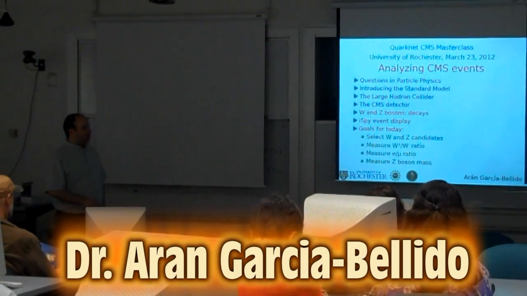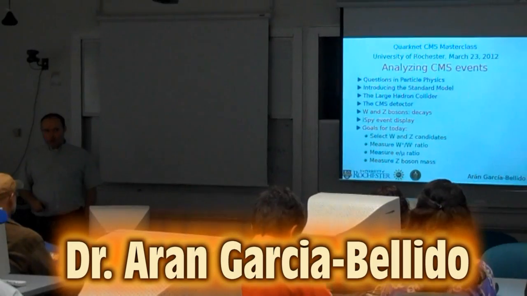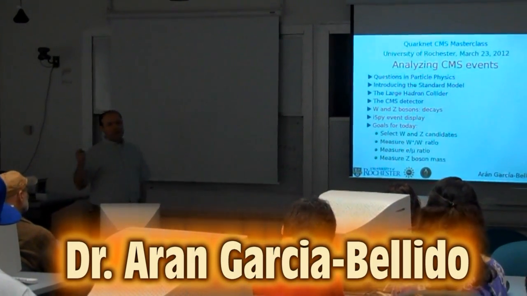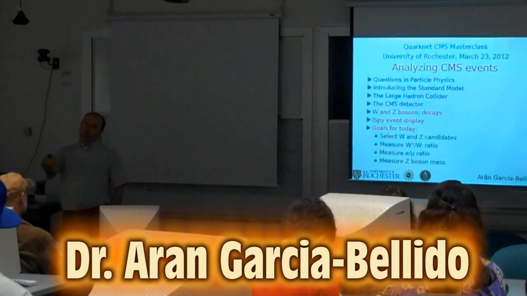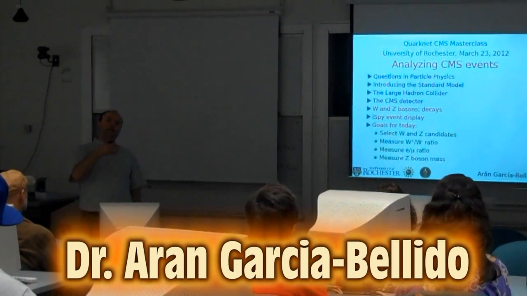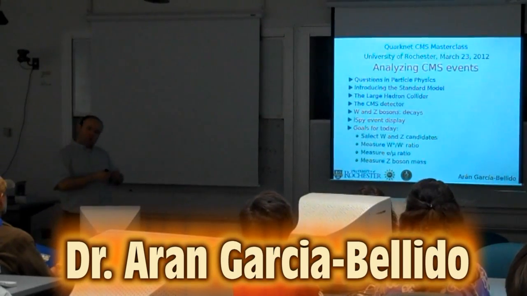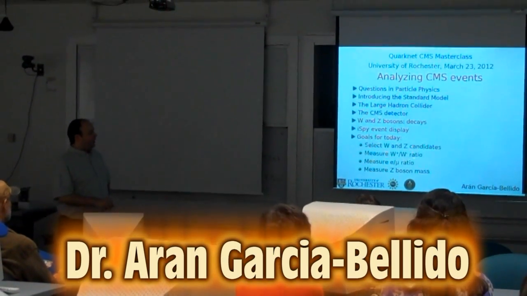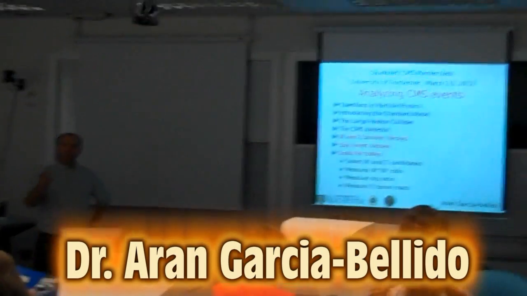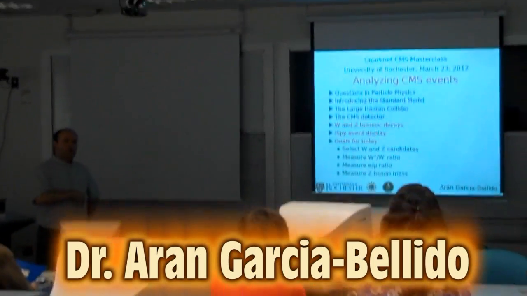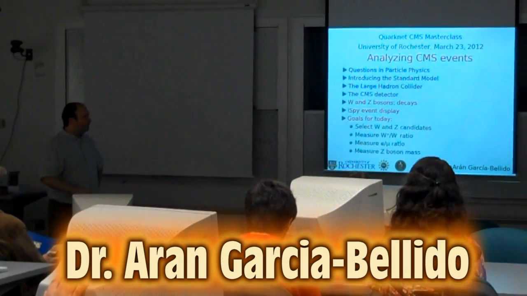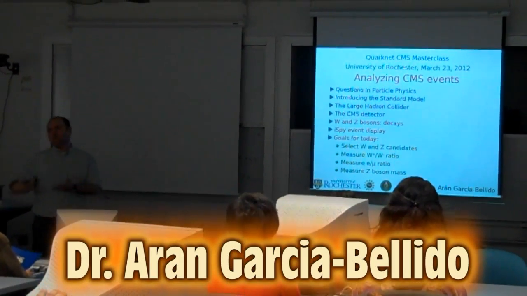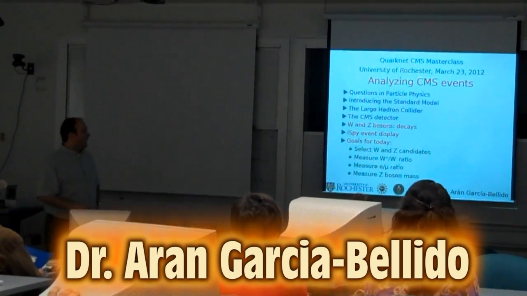And then in the end, the goal for today is to actually perform a few measurements. So your job will be to basically distinguish whether the event that you have on your screen is a W production or a Z particle production. Then you're going to tag whether the W is a positive one or a negative one. This is the electric charge. Okay? And then we can measure the ratio, so how many W pluses we produce as opposed to W minuses.